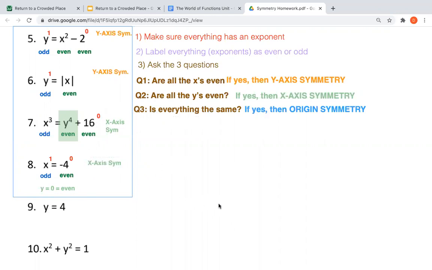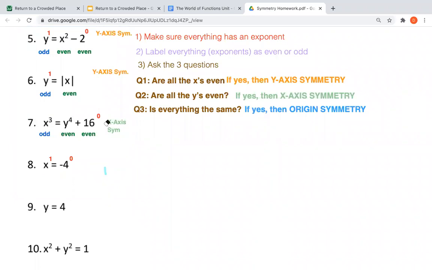Lastly, we check the entire piece. Number 5, odd, even, even, mixture. 6, odd, even, mixture. 7, odd, even, mixture. 8, odd, even, mixture. None of these are origin symmetry. They're all mixtures. So 5 and 6 have y-axis symmetry. 7 and 8, x-axis symmetry.